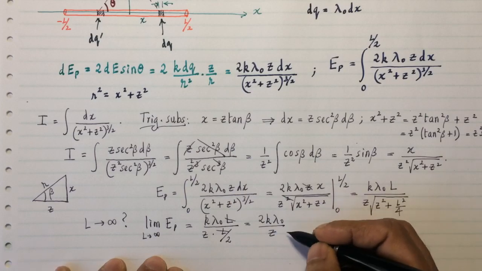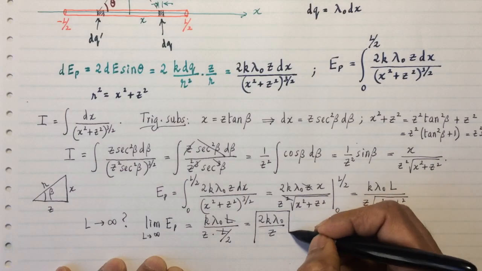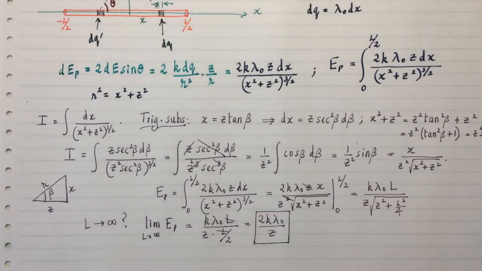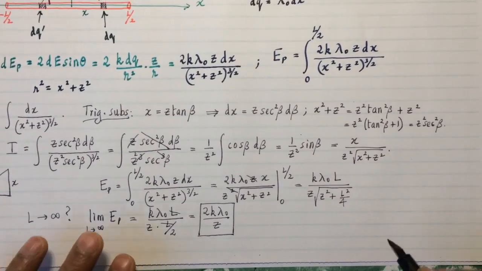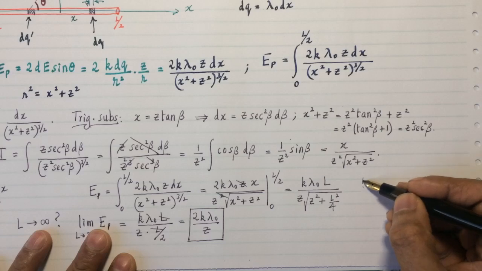And that is a very important result because it tells us that the electric field of an infinite line charge falls as 1 over z, not as 1 over z squared. 1 over z squared is how the electric field of a point charge falls off with distance. Let's try to make sense of that.